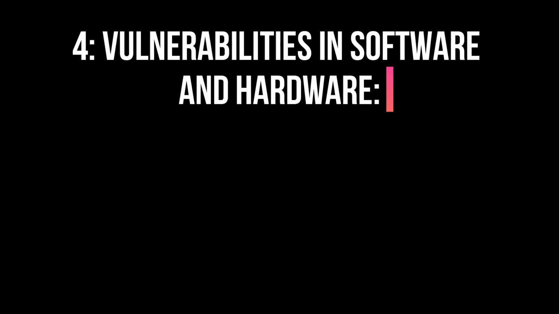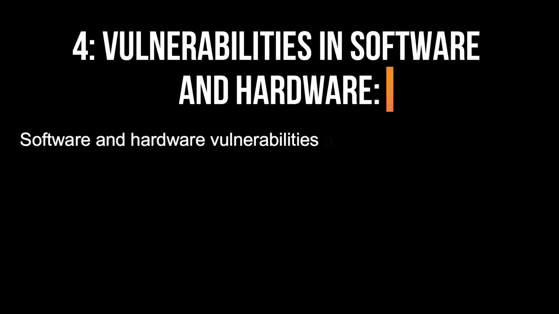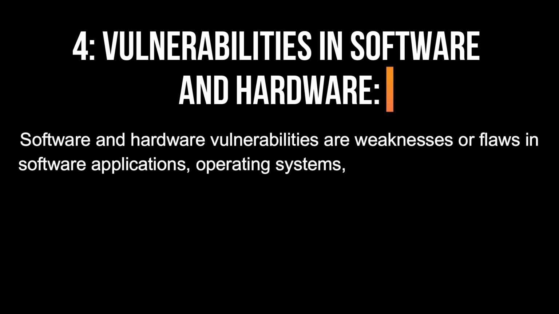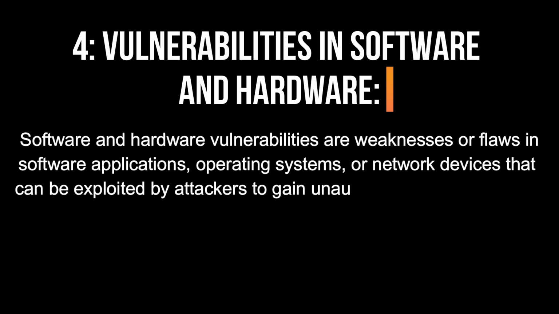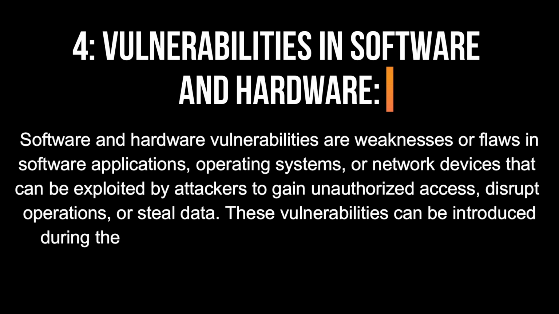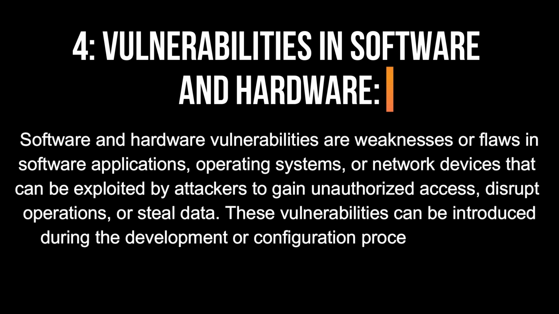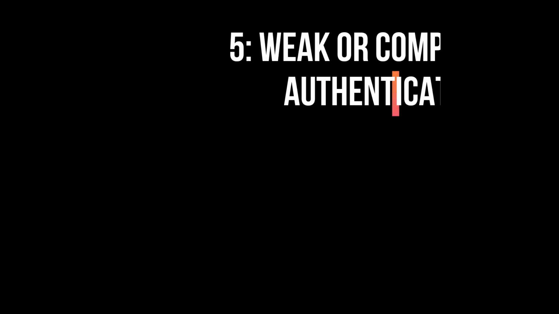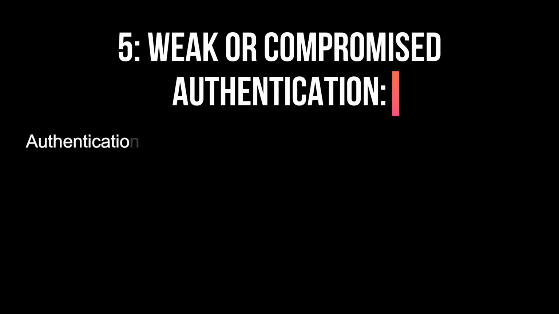4. Vulnerabilities in software and hardware. Software and hardware vulnerabilities are weaknesses or flaws in software applications, operating systems, or network devices that can be exploited by attackers to gain unauthorized access, disrupt operations, or steal data. These vulnerabilities can be introduced during the development or configuration process, or may be discovered after deployment through security research or testing.